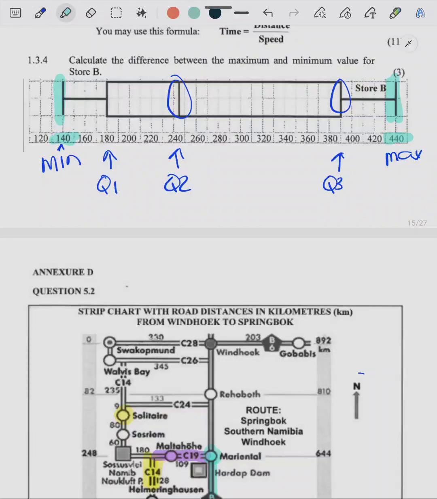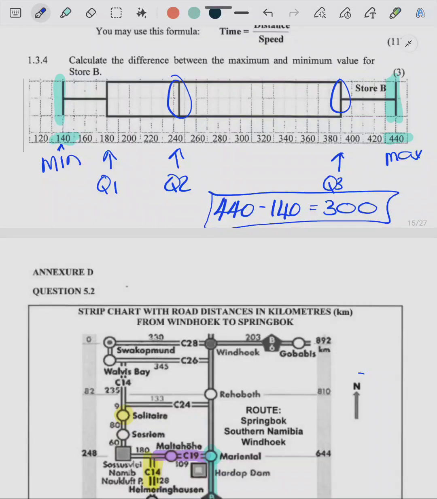And this one's quite nice. You don't even have to estimate. We have here 140 and 440. The difference between them, 440 minus 140, is 300. And that was basically your answer for that one. So a nice straightforward question to end off on.